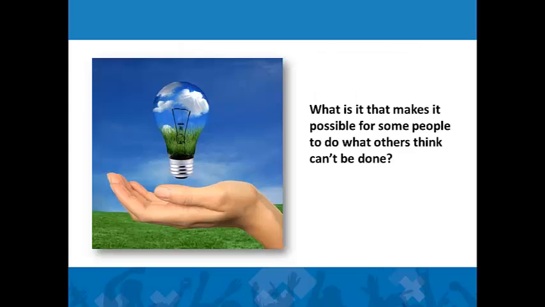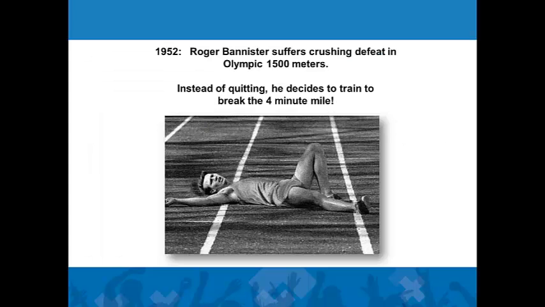Well, what is it that makes it possible for some people to do what others think can't be done? I want to talk to you about a guy named Roger Bannister. This was a guy who was in the 1952 Olympics. He was in the 1500 meters. And he was really favored to at least medal, if not win, that event. But he was defeated. He came in fourth, and it was a crushing blow.